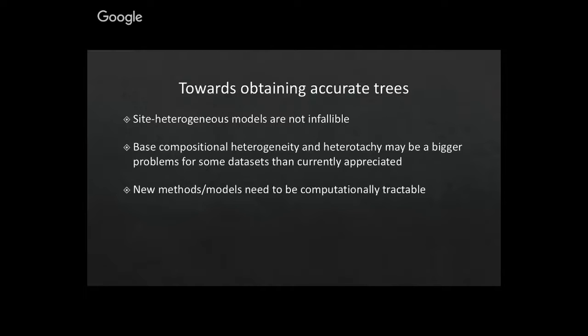These may be bigger problems for some data sets than we currently appreciate. There's a really nice paper by Kosada and others that's also currently in advanced access at Systematic Biology. And they suggest that maybe base compositional heterogeneity is one of the biggest problems in terms of trying to accurately or confidently determine relationships among Lophotrochozoa. So, I do think that models that take these two things into consideration, assuming that they're computationally tractable, would really advance the field.